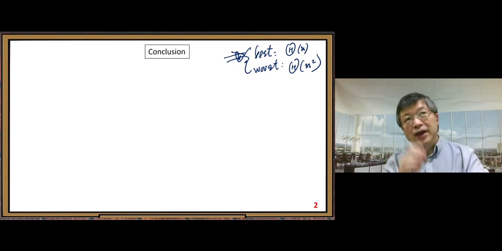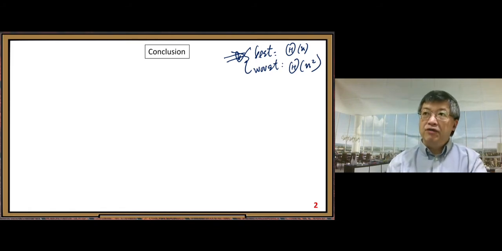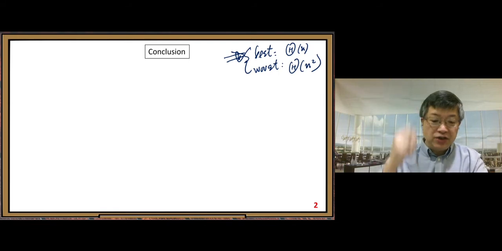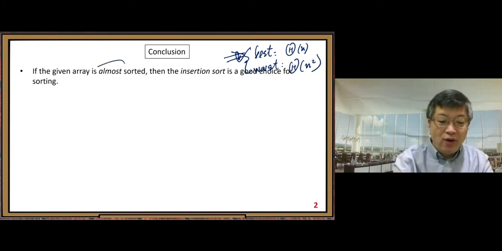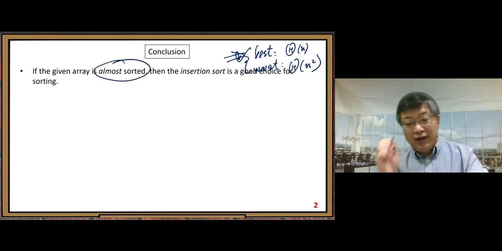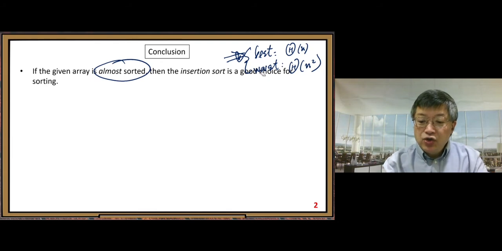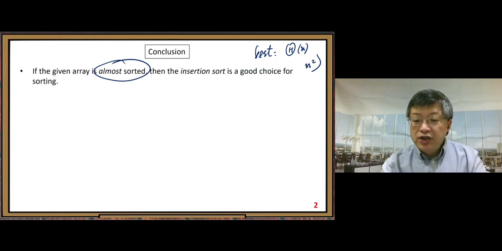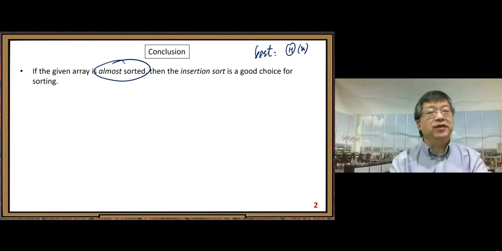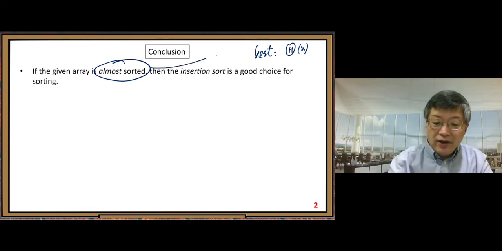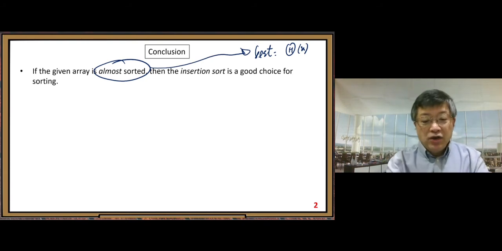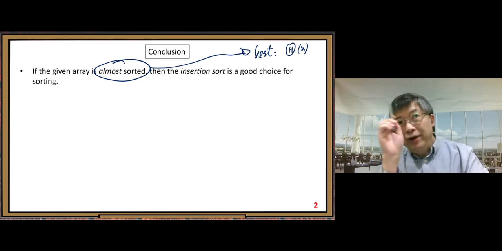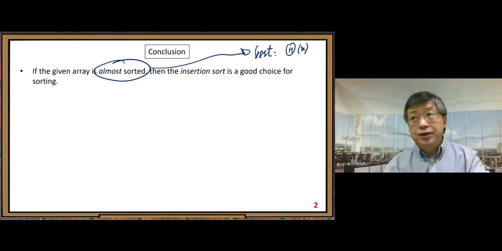Think about that. Here, I want to describe a special situation where we can take advantage of this best case efficiency. If the given array is almost sorted, then insertion sort is a good choice for sorting. This is the way we take advantage of good best case efficiency. Why? Almost sorted means it is very close to the best case.